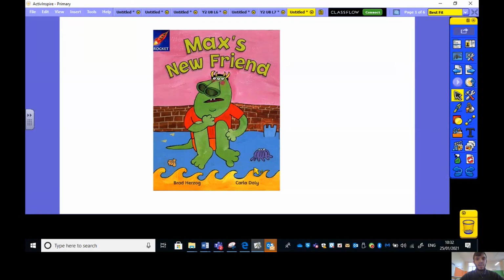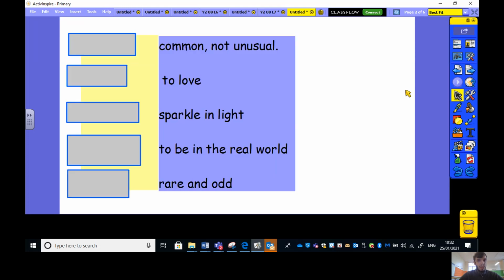Okay, so as we know, our story we're using for our comprehension at the moment is Max's new friend. And we knew yesterday the authors are Brad Herzog and Carla Daly. So let's review first our words from yesterday. What word am I going to be revealing? If I said common and not unusual, what word would I be revealing here? Tell me through the computer. Have a think.